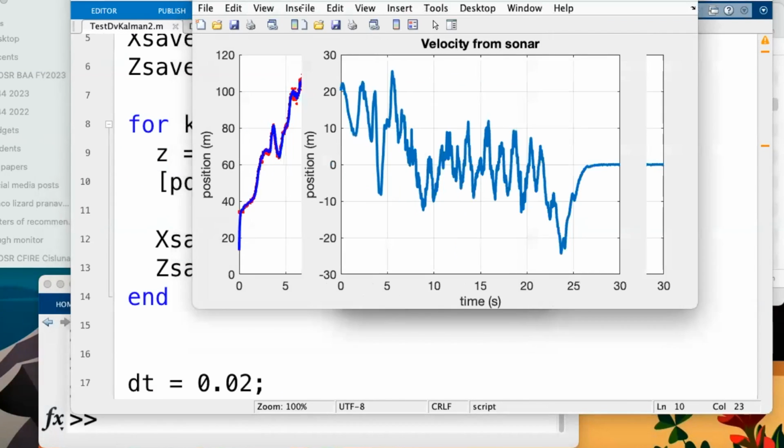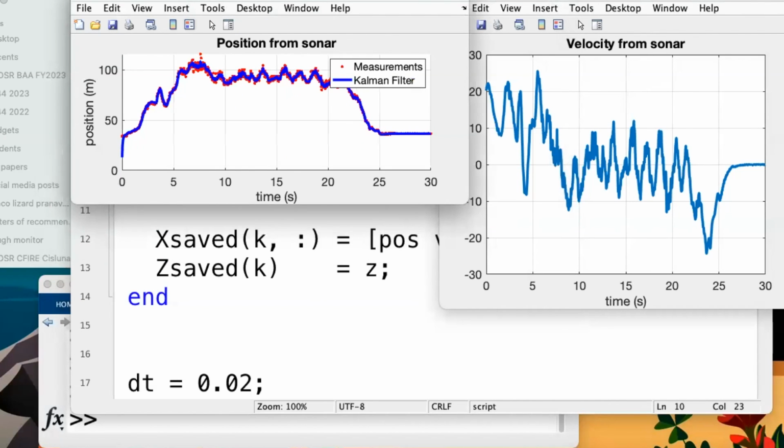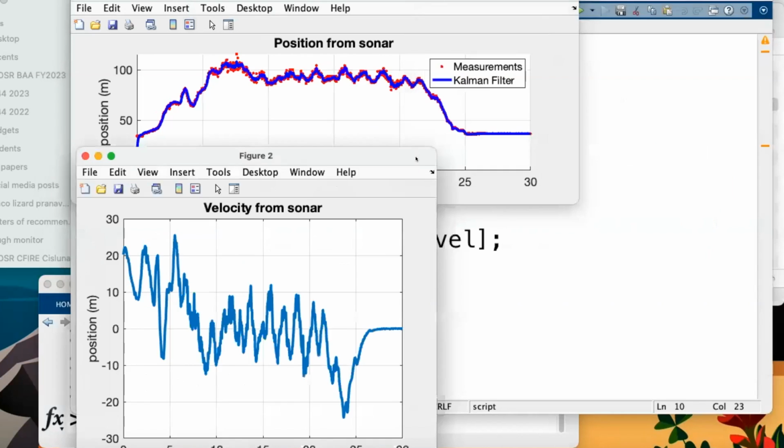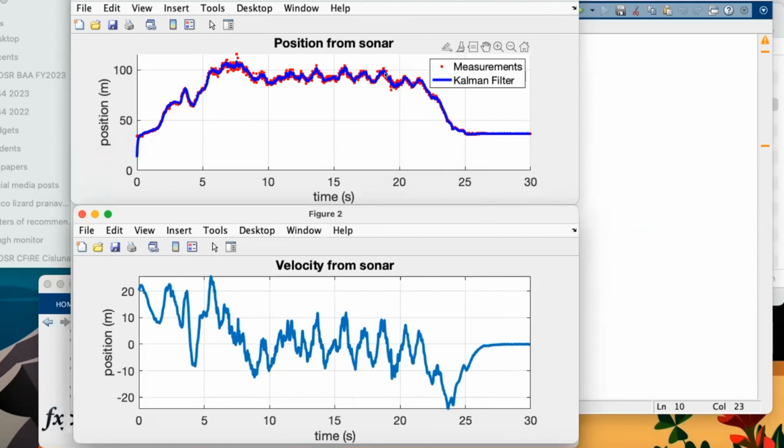it's plotting two different things. First, it's plotting, this is something we did before, where we got the position from the sonar. The red dots up here are the measurement. And the blue curve is what the Kalman filter gives. And you see it's nicely within the middle of the measurements.